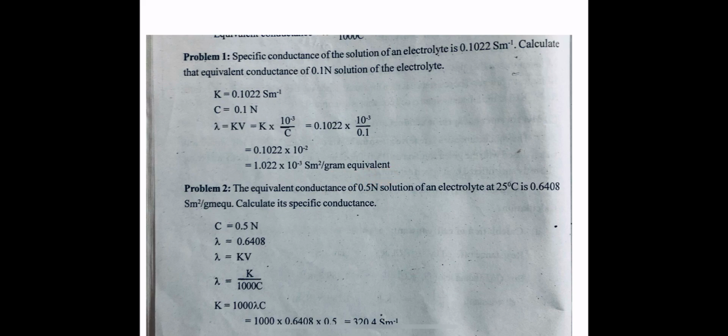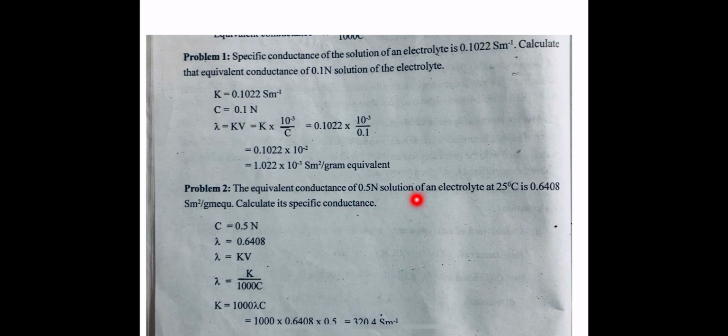In the same way, the second problem: here he has given the equivalent conductance and he is asking to calculate the specific conductance. He has also given the concentration of the solution, just the reverse of the previous problem. So, just opposite to that problem, he is asking here to calculate the specific conductance. First let us note down all the information given in the problem. Concentration is given and equivalent conductance is given.